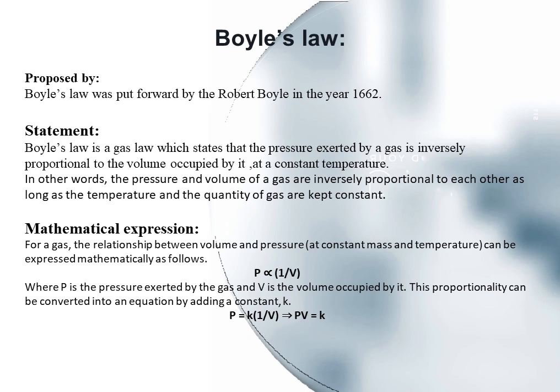Mathematical expression. For a gas, the relationship between the volume and pressure at a constant mass and temperature can be expressed mathematically as follows. P is inversely proportional to V, where P is the pressure exerted by the gas and V is the volume occupied by it. This proportionality can be converted into an equation by adding a constant K. Means you can remove the proportionality sign by a constant K. So the above equation will be P is equal to K times 1 over V, or PV is equal to K, where K is called a proportionality constant, and it's also a mathematical expression of Boyle's law.